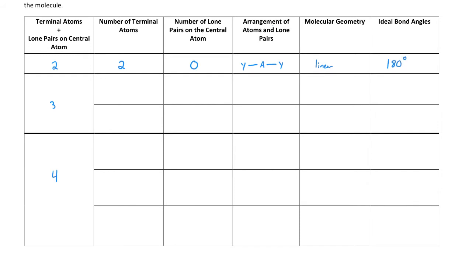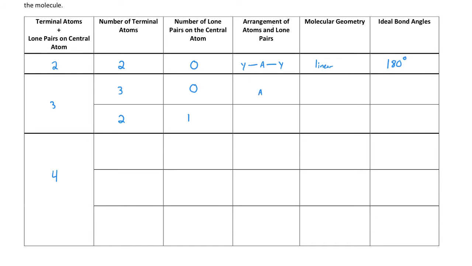Now things get a little bit more interesting when we add up the terminal atoms and lone pairs and we get the number 3. When we have 3 things around a central atom, there are 2 possibilities. We can have all of the things being terminal atoms, so 3 terminal atoms and 0 lone pairs, or we can have 2 terminal atoms and 1 lone pair. And because of this, we actually get 2 different shape possibilities or arrangements around a central atom.